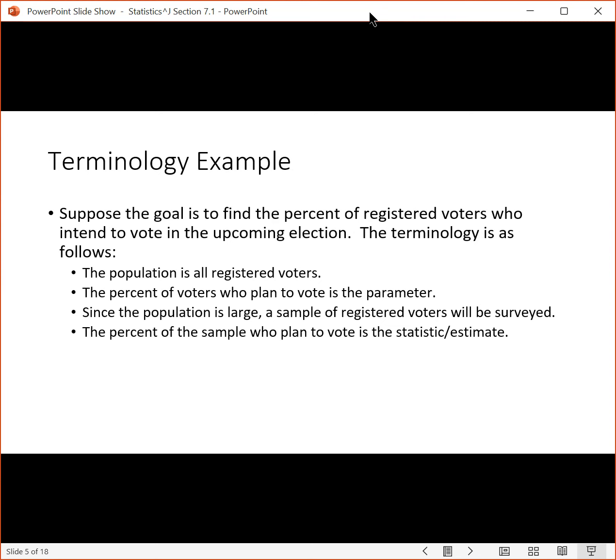All right. And then as far as the sample, since the population is large, what we're going to do is we're going to sample all of those registered voters. We're going to do a survey. We're going to talk to some of them. And then the percent of the sample who plan to vote, that's the statistic or the estimate.